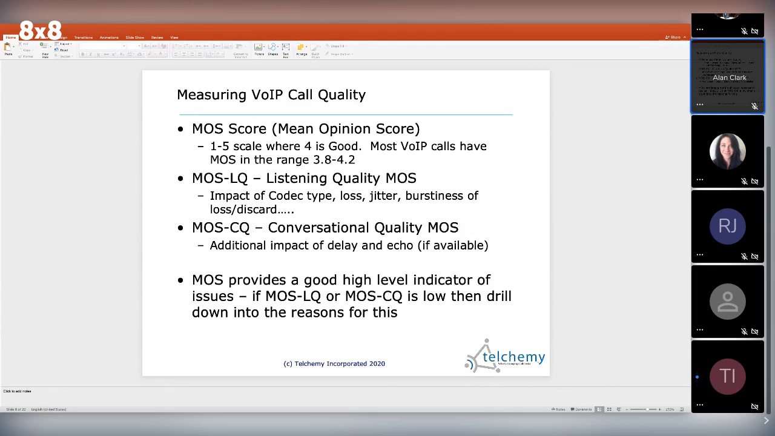MOS LQ is listening quality MOS, and this takes into account the codec type, loss, jitter, and also the burstiness of loss and discard. And MOS CQ is the conversational quality MOS. So this also takes into account the delay and also echo if that's available. Between MOS LQ and MOS CQ, it gives you a good high-level view of whether the call is acceptable or not. And if that's low, then you want to start to drill down into the underlying parameters to find out what it is that's causing it.